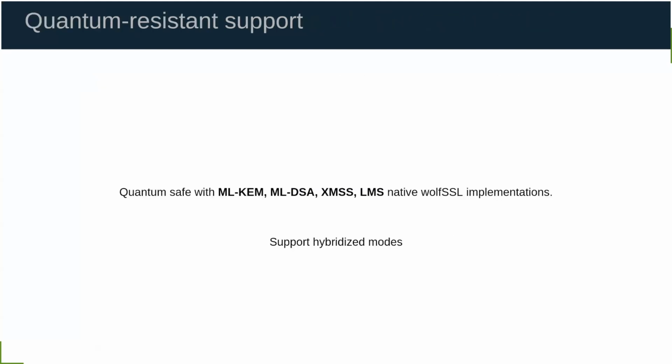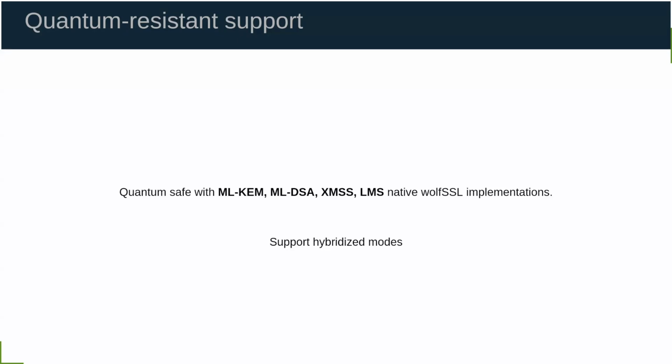And of course, 1.3 comes with quantum resistant support. So it supports ML-KEM to exchange a secret, and for authentication ML-DSA, also XMSS and LMS. And in wolfSSL, we have native implementations of all the algorithms, and they are all supported in our DTLS and TLS 1.3 versions. And we, of course, also support hybridized modes where you can combine both a classic algo and a quantum resistant algo.